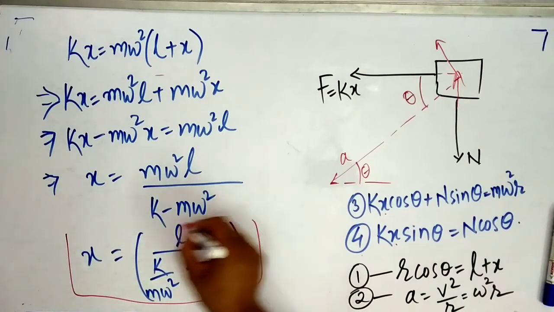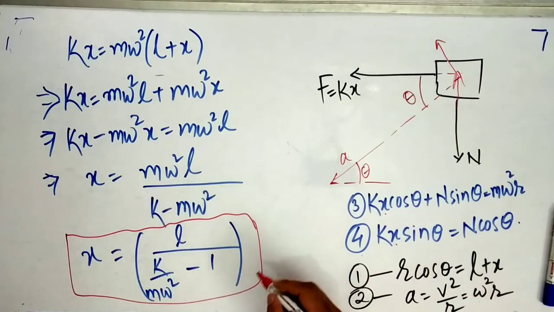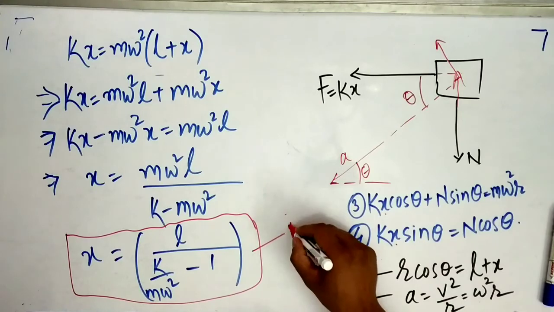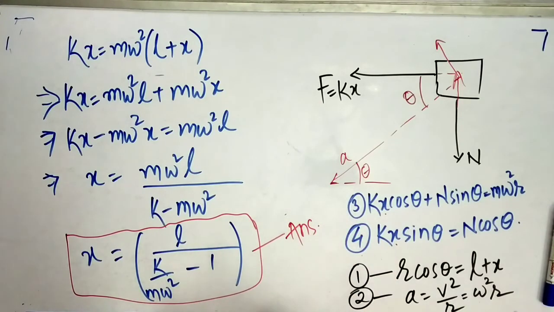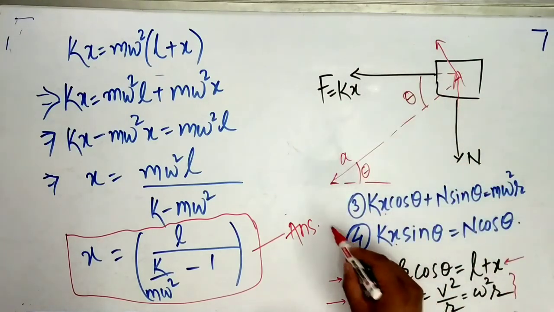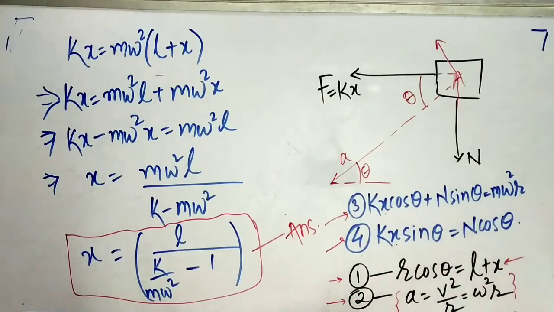So we have arrived at the value of the extension in the spring. Our objective was to find the extension in the spring. We adopted two concepts, one including the geometry of the arrangement and one which we already know about, the centripetal acceleration, and we used the forces acting on it to create the equations, and we solved the equation for x. That's it.